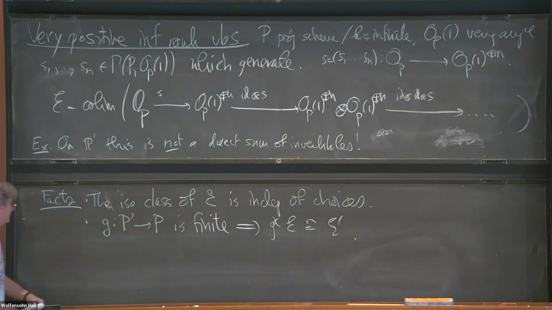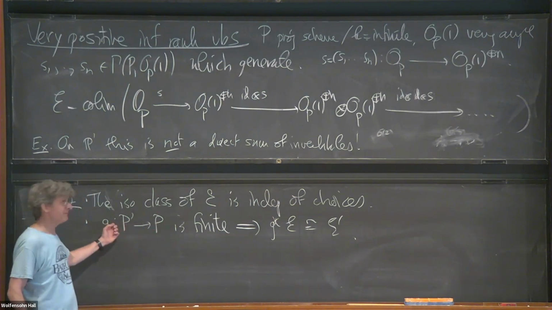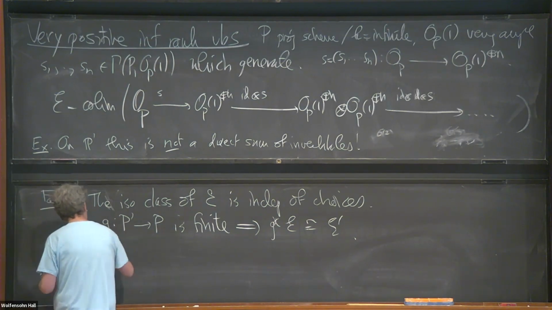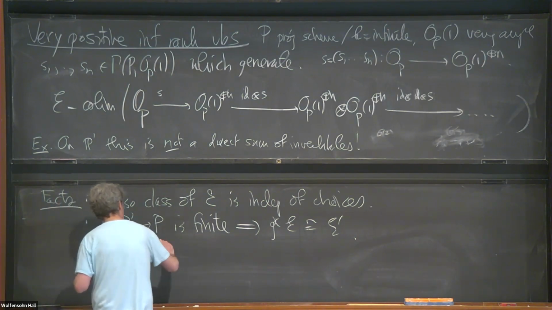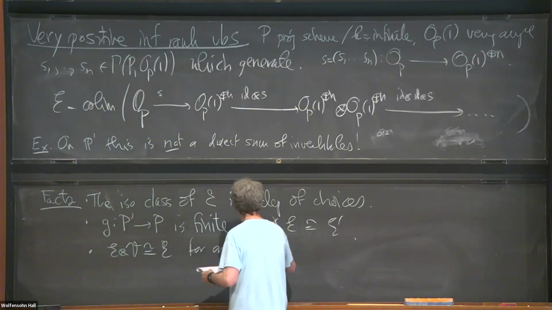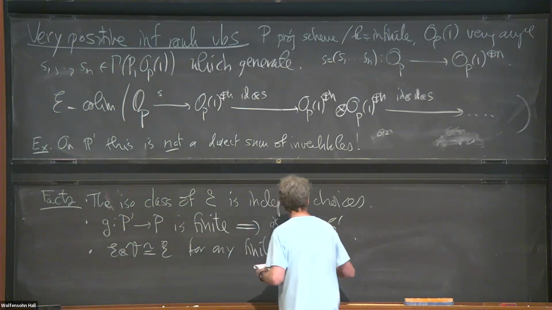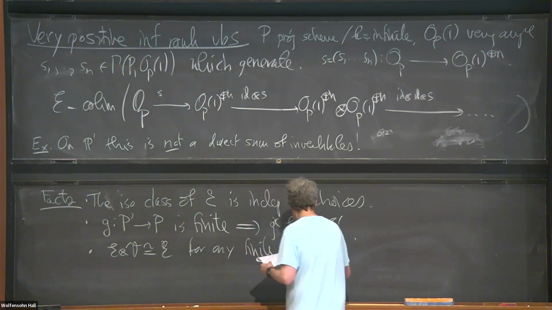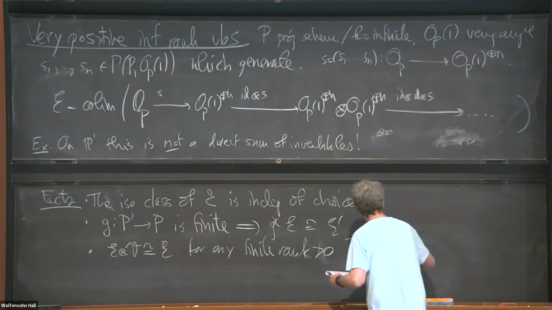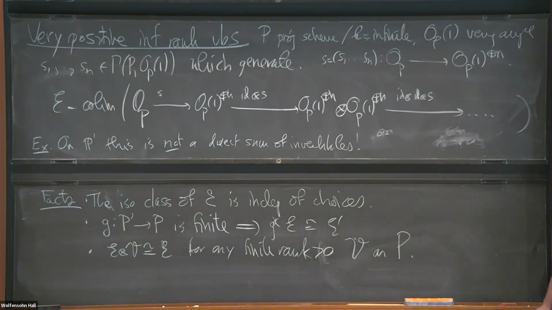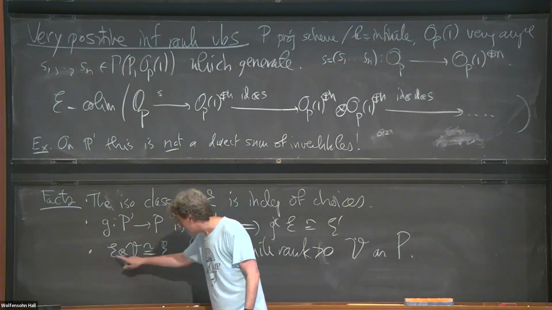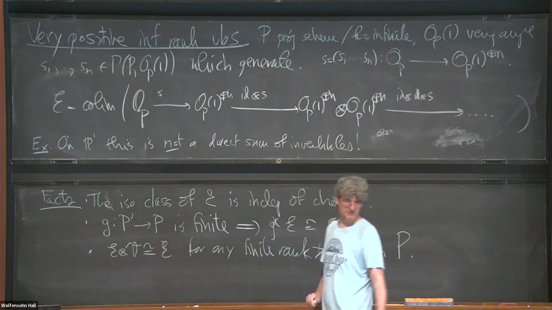So if you pick your very positive guy and you pull it back by a finite morphism, then it's very positive. E tensor V is isomorphic to E for any finite rank positive vector bundle V. So no matter what you tensor it with, if it's locally free of finite rank, it just gives you E back.